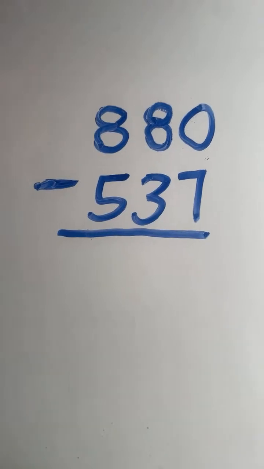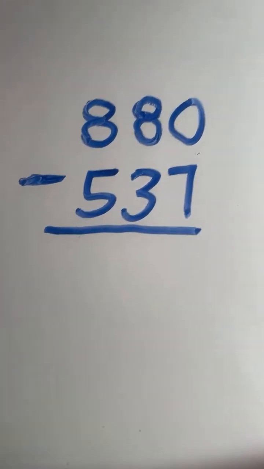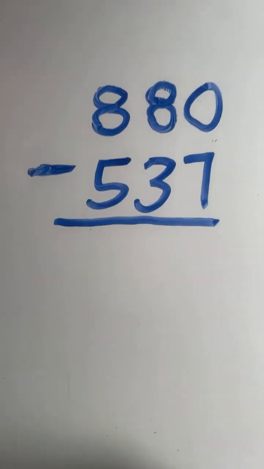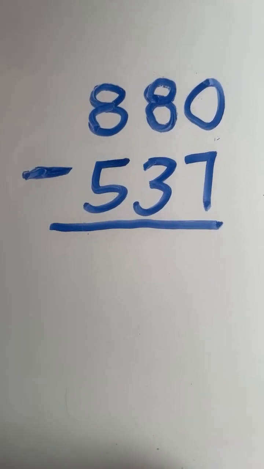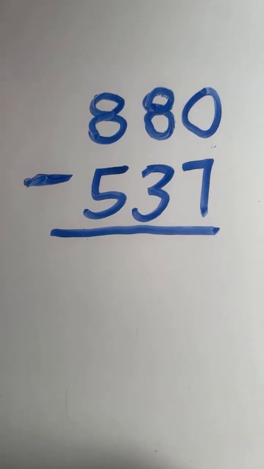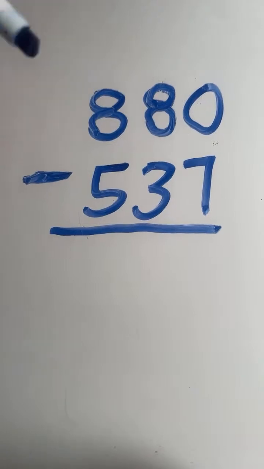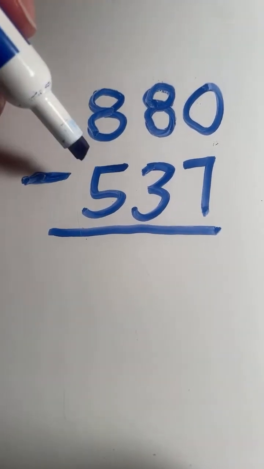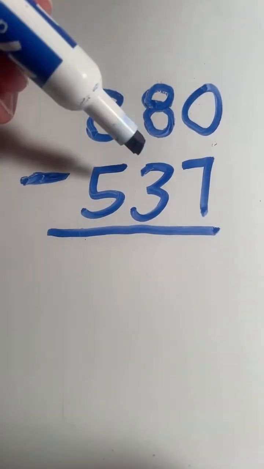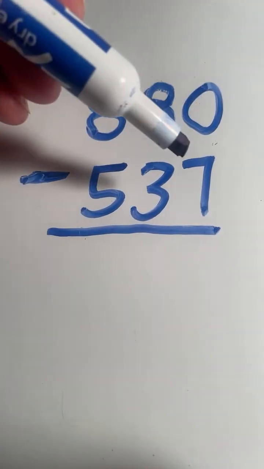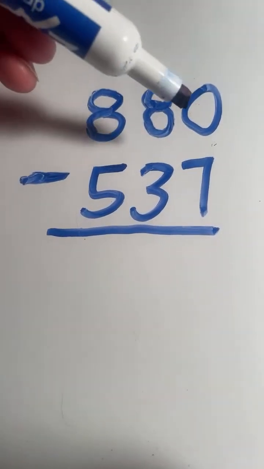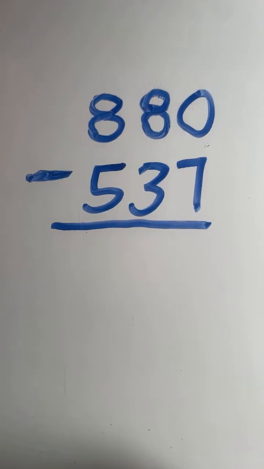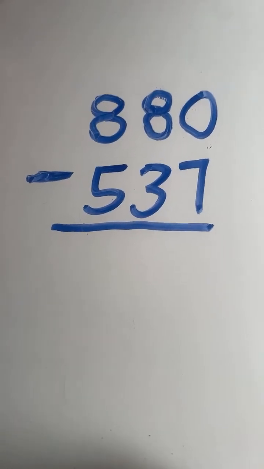All right, our second example problem is 880 minus 537. So again, step 1, you have to check whether or not regrouping is needed. So 8 is bigger than 5, 8 is bigger than 3, 0 is not bigger than 7. You cannot start out with 0 and take away 7. So again, we need to regroup in the ones place.